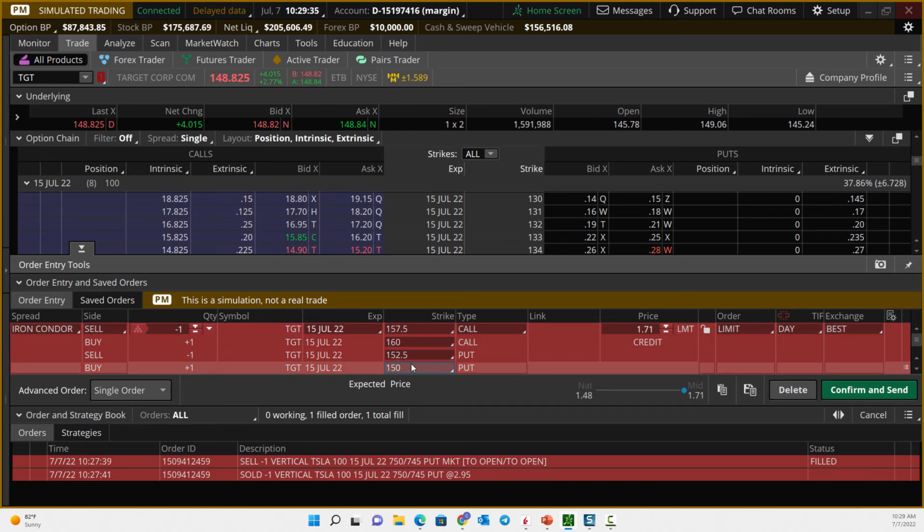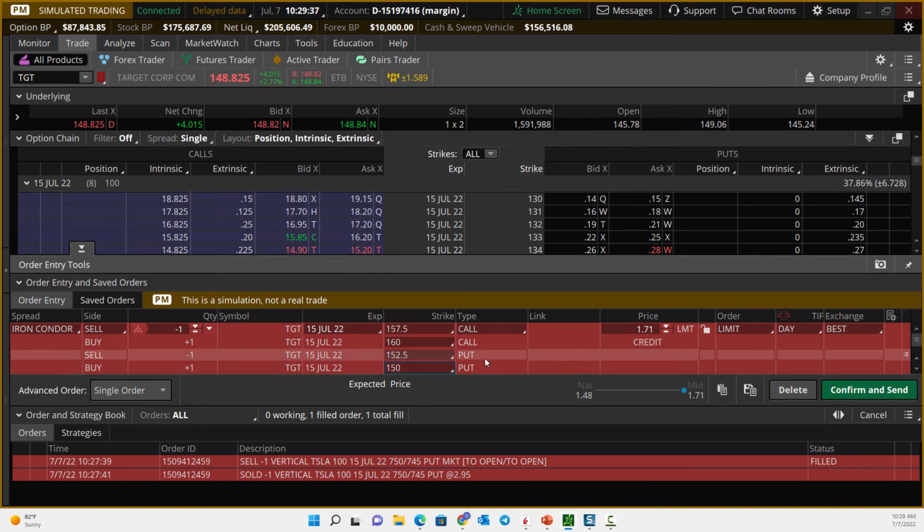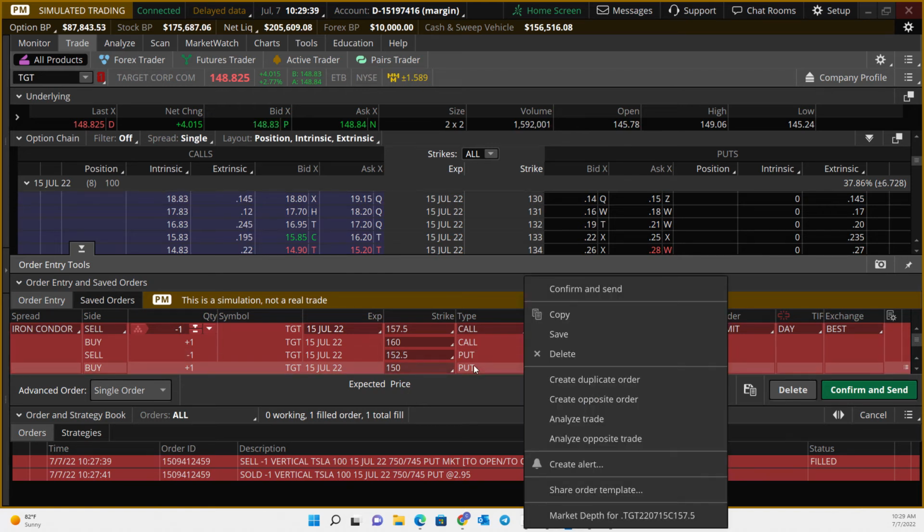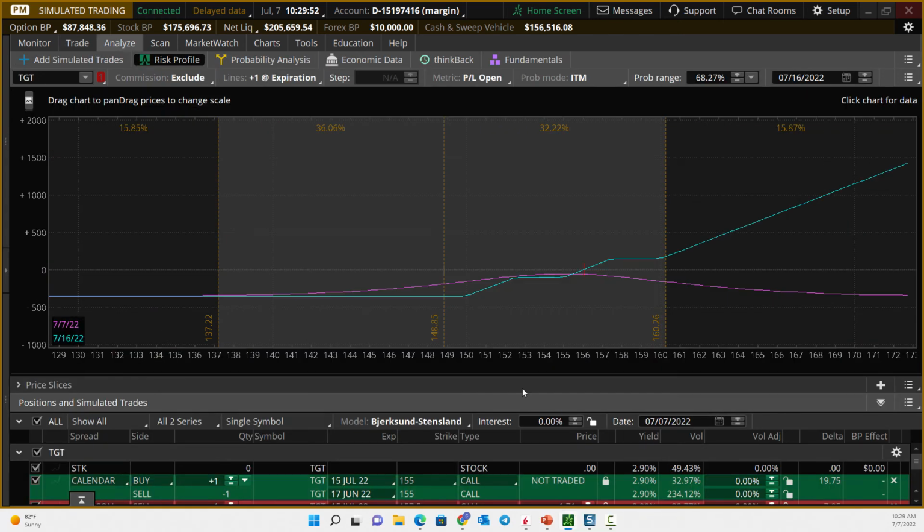The reason I did this a little quirky is to show you that now the put side of this is probably theta negative, because if we stay where we're at, this loses, right? But this side's going to be theta positive. The net effect is still probably theta negative.